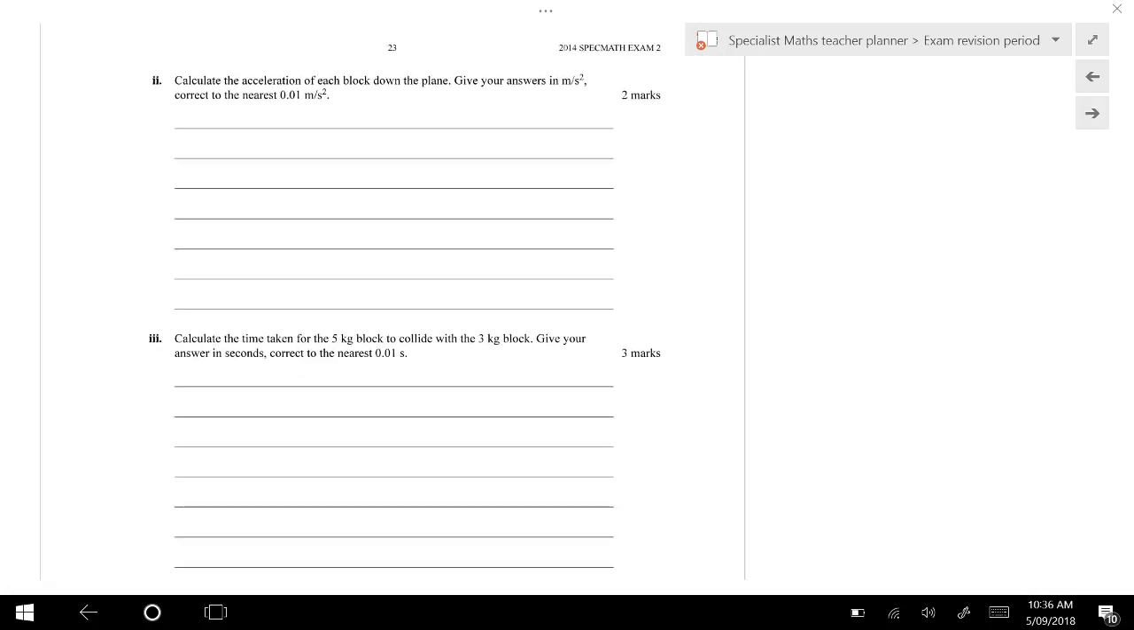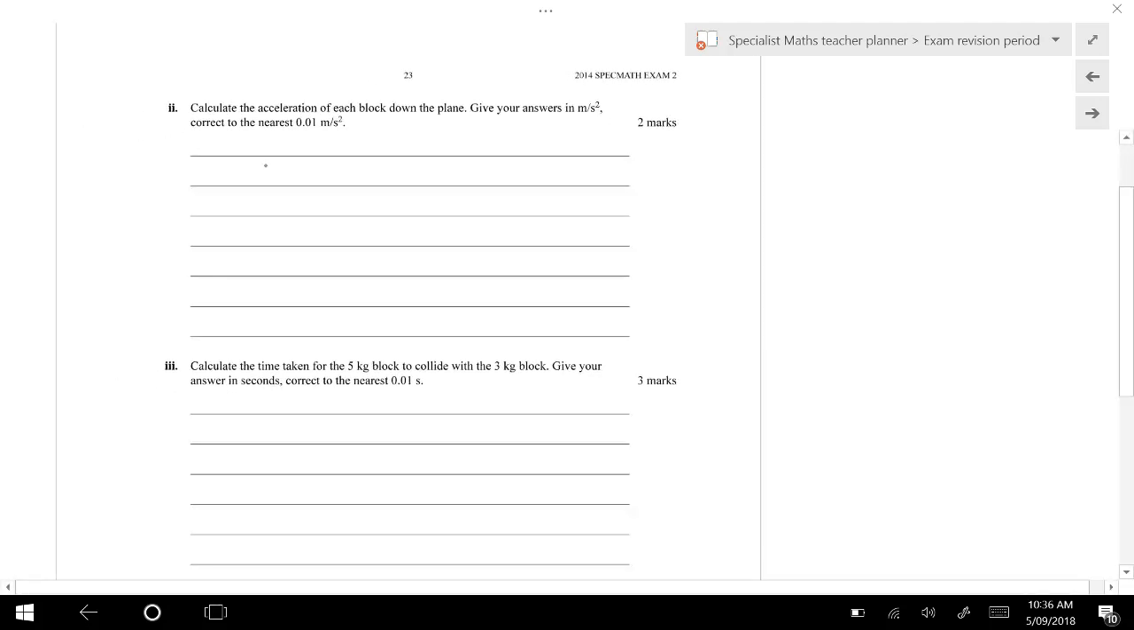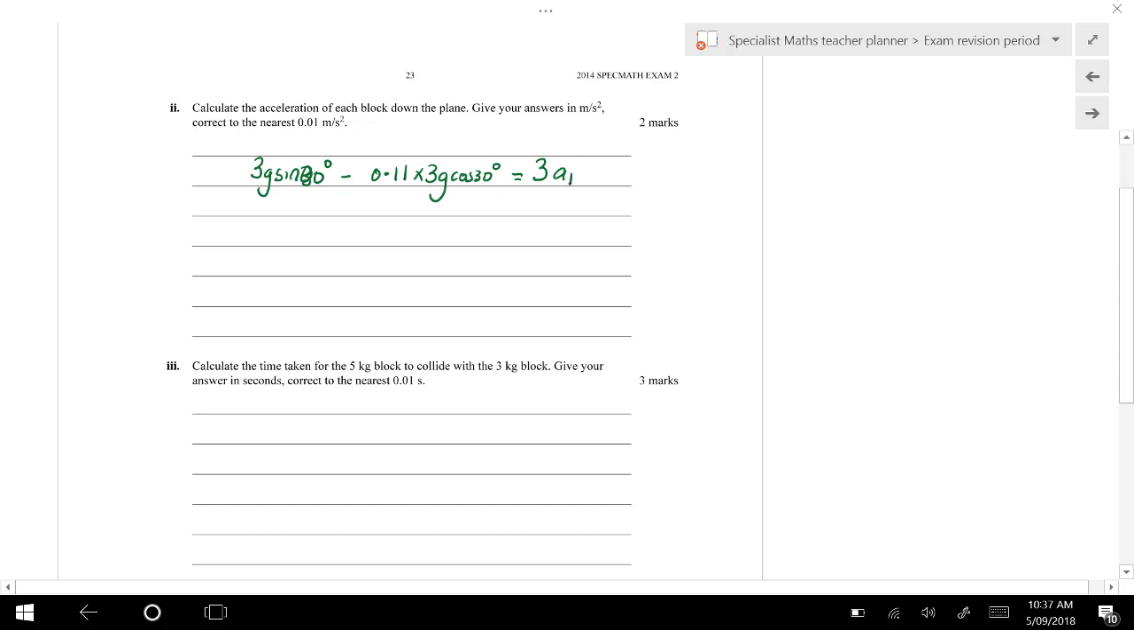Calculate the acceleration of the block down the plane. Well, that was pretty straightforward because we've got the equation of motion for each, but this time the equation of motion is different. 3g sine of 30 degrees minus our friction force, which is 0.11 times 3g cos of 30 degrees. You won't have those sort of questions anymore, though. That equals 3 times, I'm going to call that A1 because it's block 1. So A1 is approximately equal to, on your calculator, 3.97. Please consider the accuracy, meters per second squared.